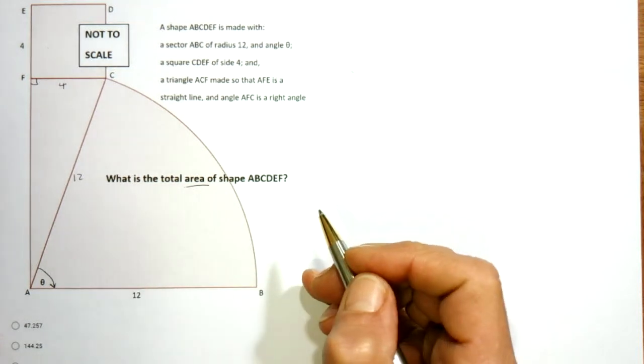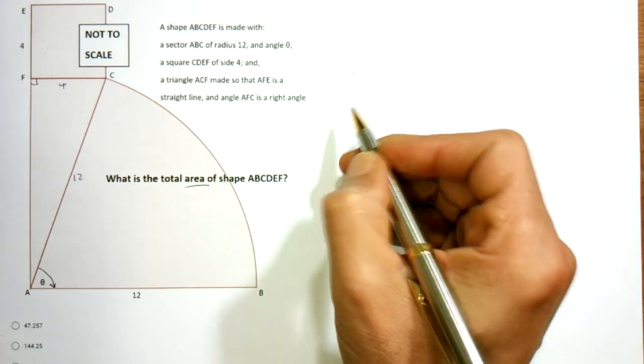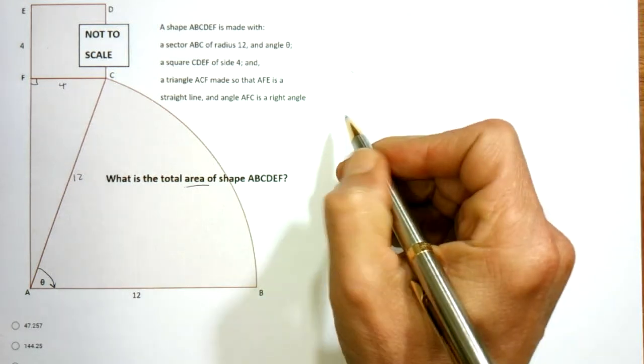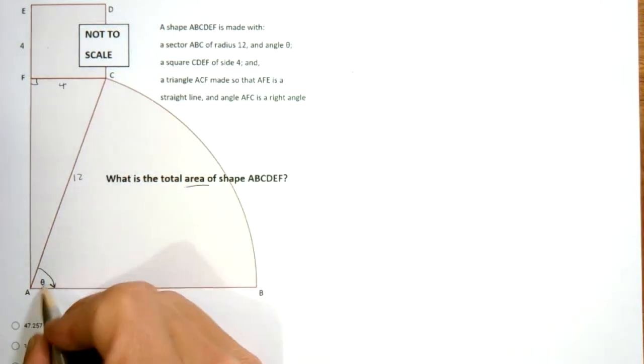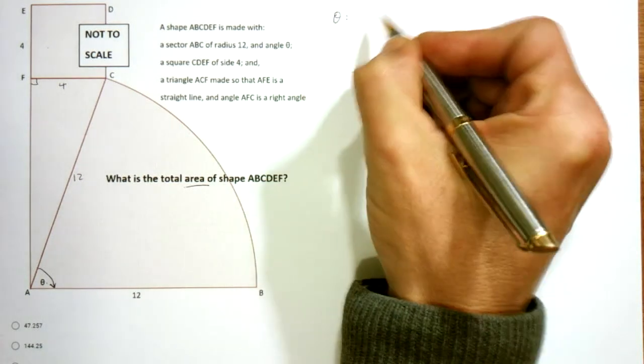Okay, so there's a couple of ways of doing this. No, one way of doing it, just going to do one way. So how do we do this? Well, first of all, we need to know what the angle is. So that's SOHCAHTOA, so theta.